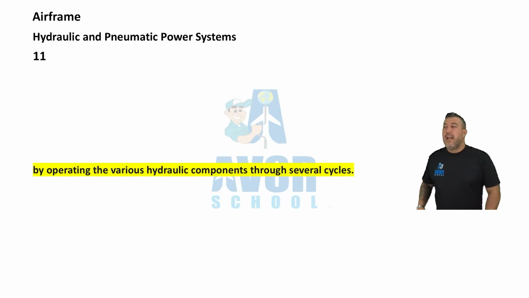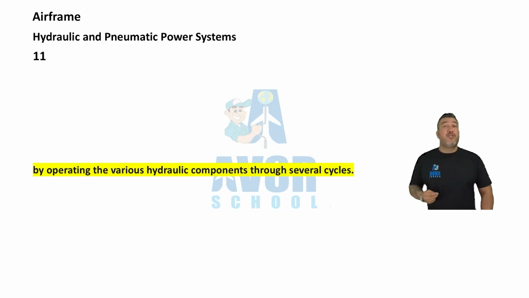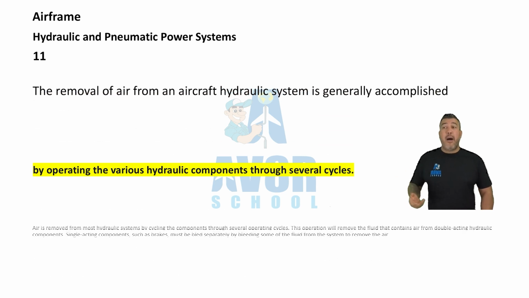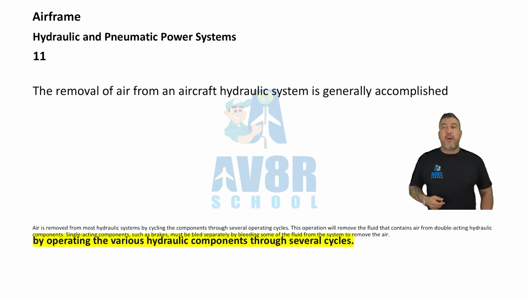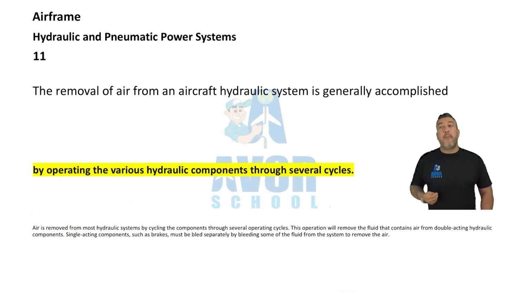Number 11, by operating the various hydraulic components through several cycles. So the removal of air from an aircraft hydraulic system is generally accomplished by operating various hydraulic components through several cycles.